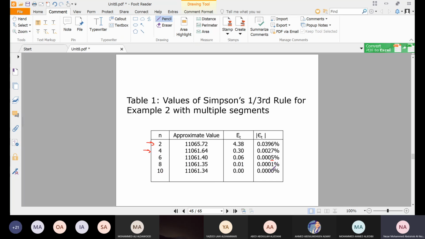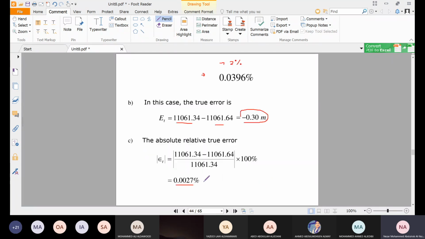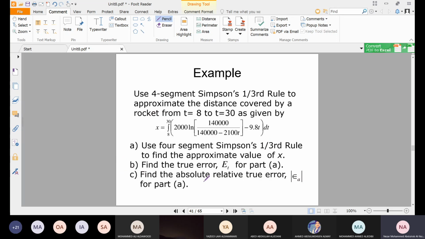And here when we use 10, we have an error of 0. The true error is 0, so all the numbers here are 0. That means we get the exact solution. It's the same as the true solution. What's the true value? Let's check it.